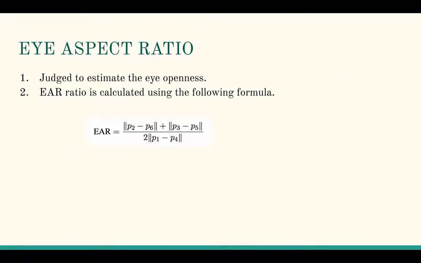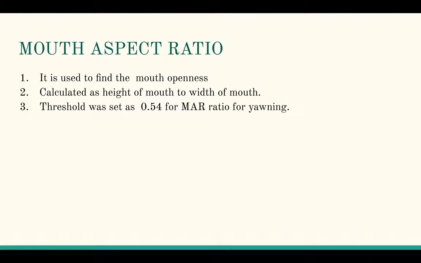The eye aspect ratio is a ratio between the length and the height of the eye. So it helps us to determine the eye openness, and it is calculated using the formula that has been shown in the slide. Similarly, the mouth aspect ratio is used to calculate if the mouth is open or not. If the mouth is open for a long time, it shows that the driver might be yawning, which is also a sign of drowsiness. The mouth aspect ratio is calculated as the height of the mouth to the width of the mouth.